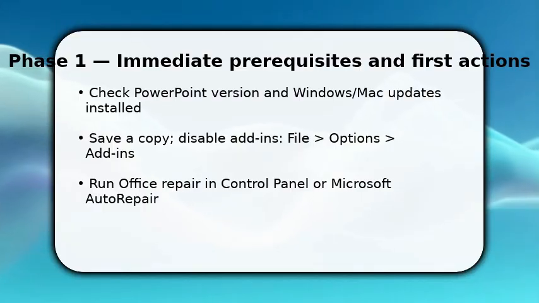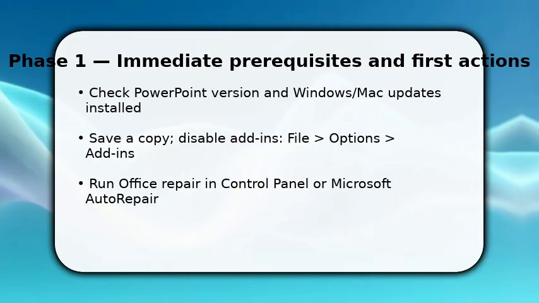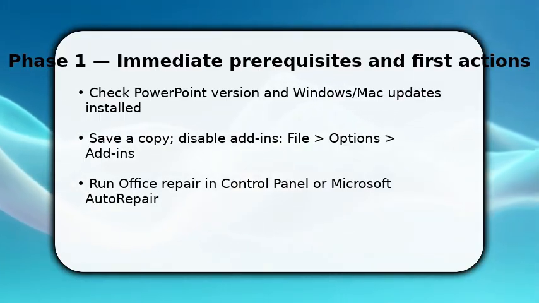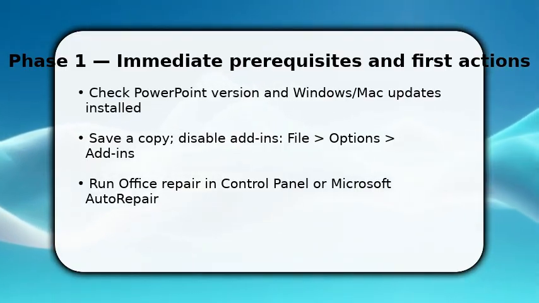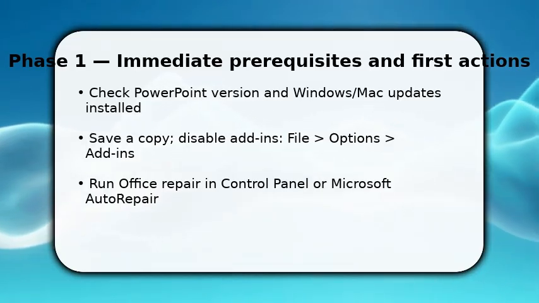You start by confirming version and updates because mismatches cause many crashes. Once done, save a backup copy to avoid data loss, then disable add-ins to isolate extensions that break features. Open File, Options, Add-ins, and uncheck third-party entries. Restart PowerPoint to test. If instability persists, run the Office Repair utility in Control Panel.